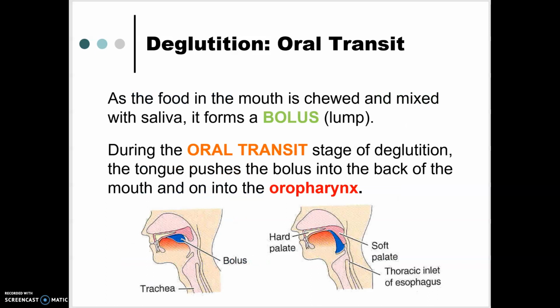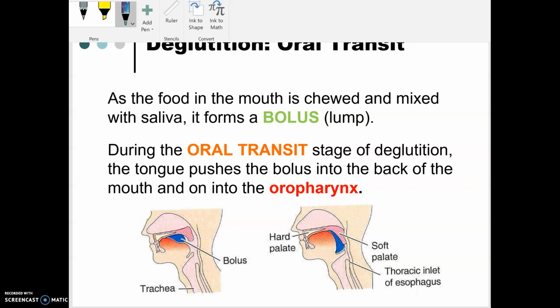So as we get the food in our mouth, we chew it up, we mix it with saliva, and we form a bolus. And a bolus is another word for lump, a mass. If we look down at the pictures, we'll be able to see the bolus is in the blue. And as we chew it up, our tongue will push the bolus to the back of the throat, and it'll enter the pharynx. Now, this is the oral transit. This is the part that we decide we're going to swallow. Once it gets into the pharynx, a couple of different things happen, but it's all involuntary. You don't have any control over it.